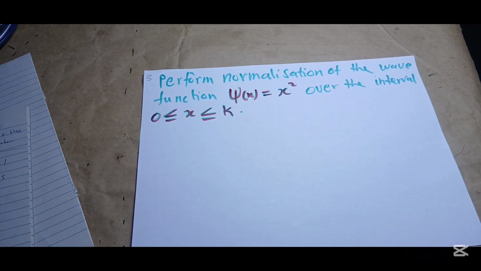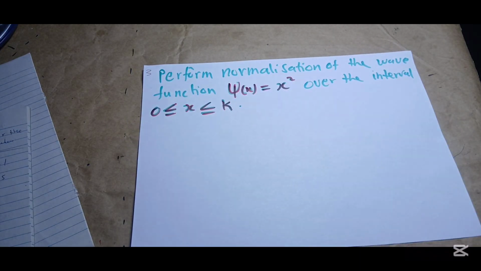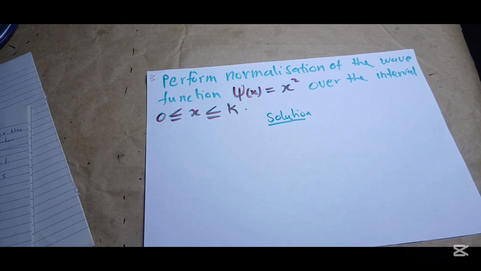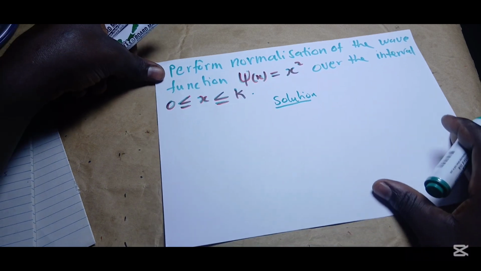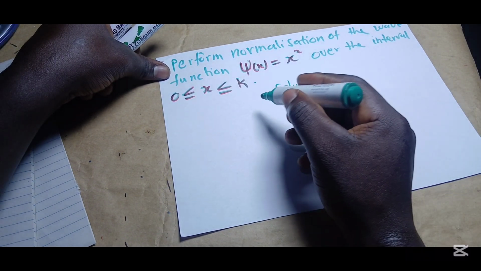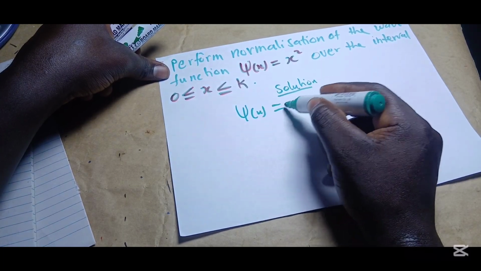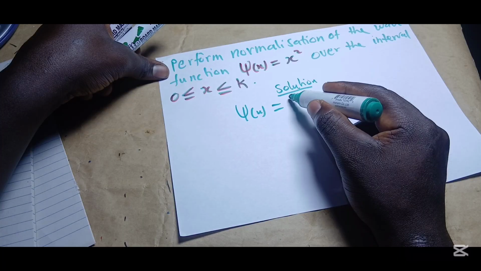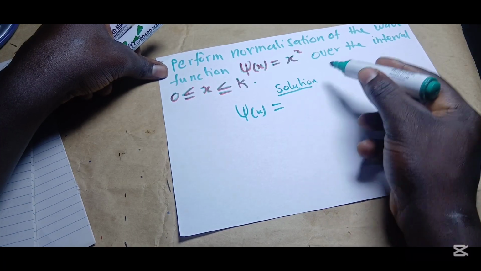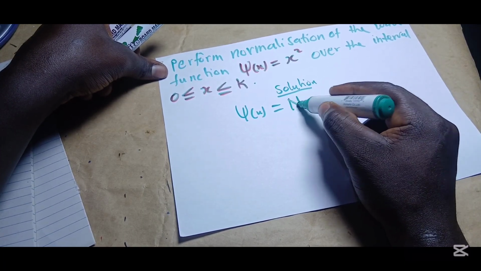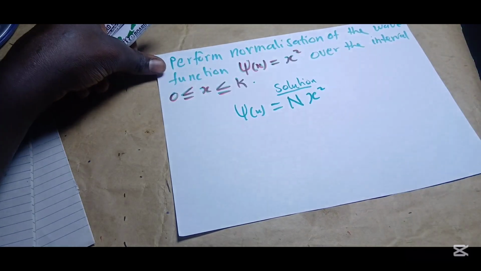Perform normalization of the wave function psi of x equals x squared over the interval 0 to k. So we are given a wave function that is not normalized, and we have to normalize it. Since the wave function is not normalized, the first thing we need to do is multiply the wave function by the normalization constant. We can choose any letter since it was not indicated in the question. So let's say our normalization constant is n, then n times x squared.